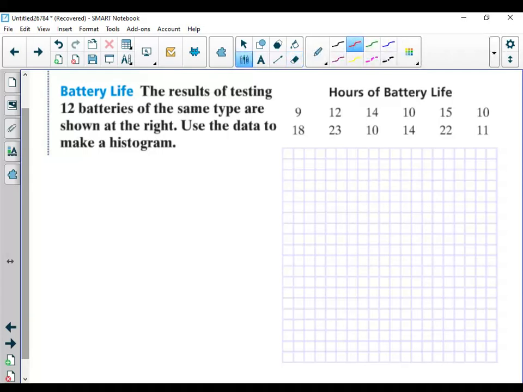It is helpful to look for the smallest number. Smallest number? 9, and the biggest number? 23. Which, how many numbers are in there? 12. So that's kind of like the range. What would be a good way to split up the numbers in between 9 and 23? 9 through 12.